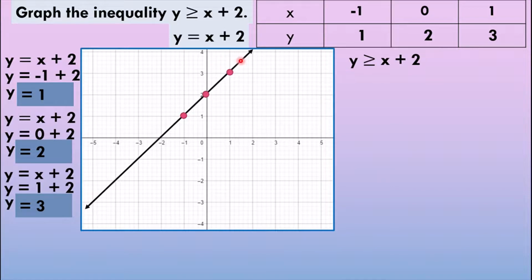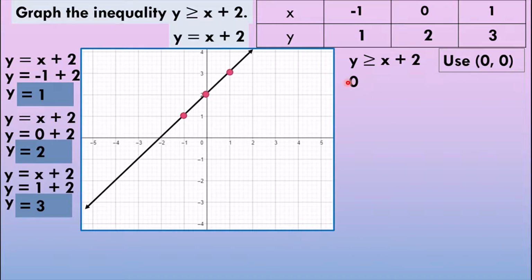Then, we can graph. Okay? So, now, to test which half plane to shade, we have to use our original inequality, y is greater than or equal to x plus 2. Okay? So, using test point 0, 0, we can use this because our boundary line does not pass through the origin, as we can see here.